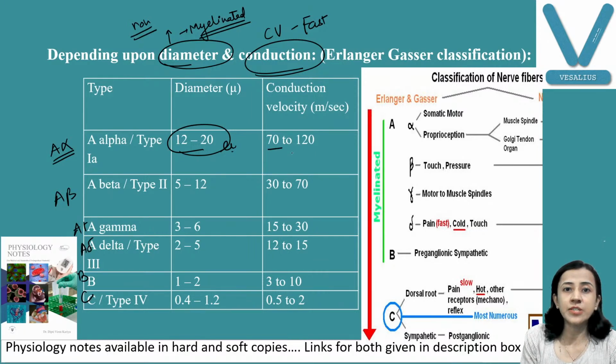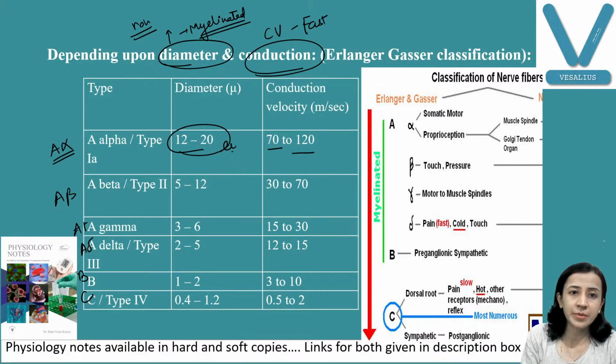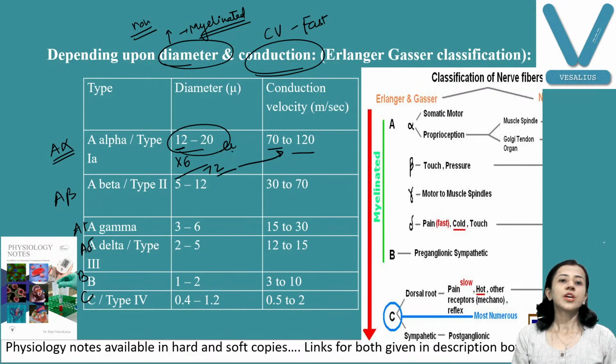Conduction velocity 70 to 120. Here is an easy way to remember: the conduction velocity is 6 times the diameter. Suppose your diameter is 12, you multiply it by 6. 12 sixes are 72. You can see here, this is your 70. So conduction velocity is 6 times the diameter. This way you can easily remember. If you have remembered diameter, you can easily remember conduction velocity. So A alpha: 12 to 20 micrometer diameter, conduction velocity 70 to 120.